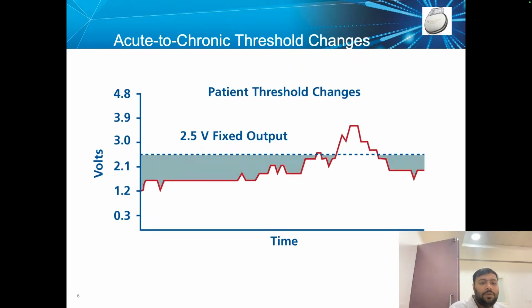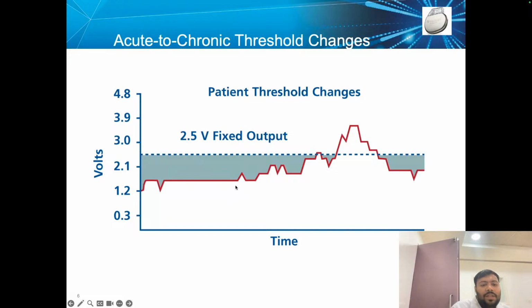Here is a good example of a threshold trend. We are going to discuss ventricular capture management. Here you can see the acute to chronic threshold changes in this trend. We can assume it's a 2-year trend. Whatever I'm showing here is a fixed output. We kept the output at 2.5 volts, and this is not capture management, it's not an algorithm in this device.